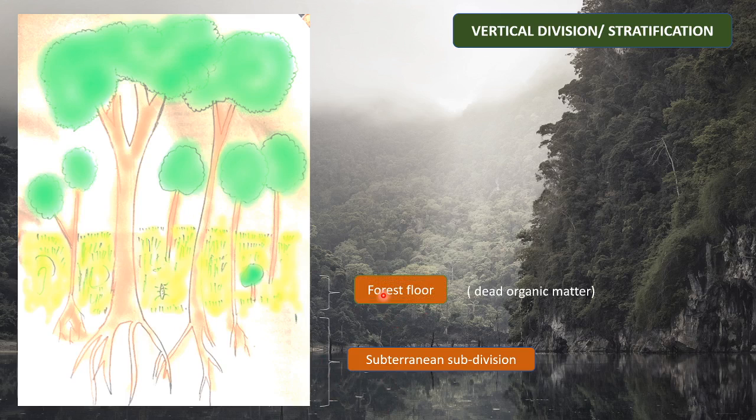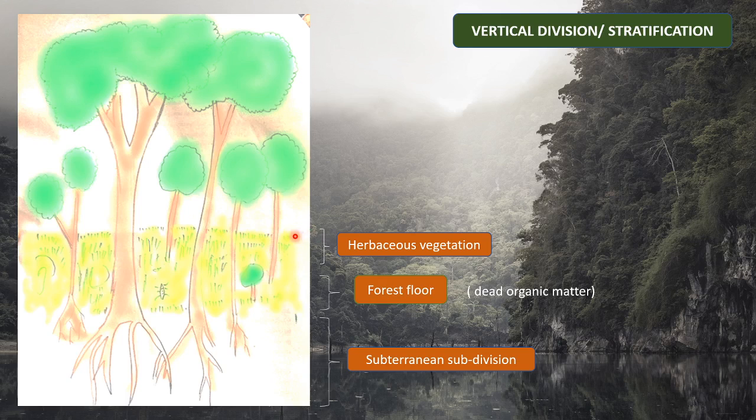So this is the next vertical layer that we are talking about. This is the forest floor, where dead organic matter would be present, right? There would be litter and all the fallen organic matter of plants and animals, and also many kinds of fungi and bacteria would be active in this layer, right? And then the next is the herbaceous vegetation. So there would be grasses or small herbs present.